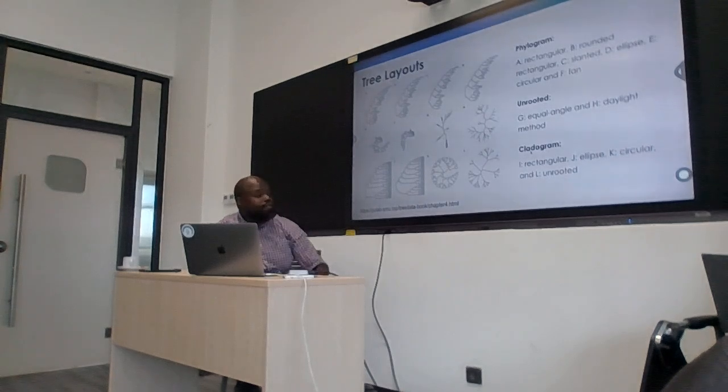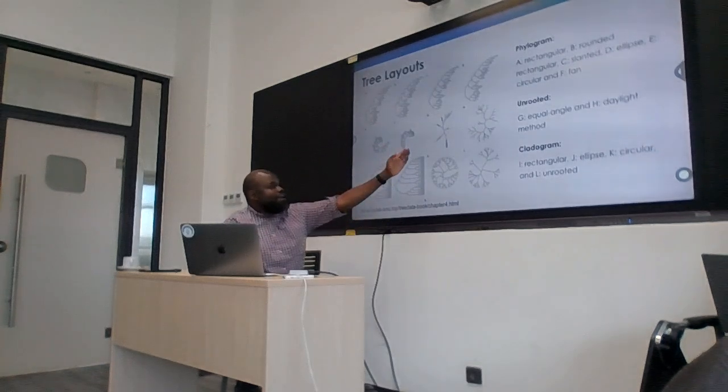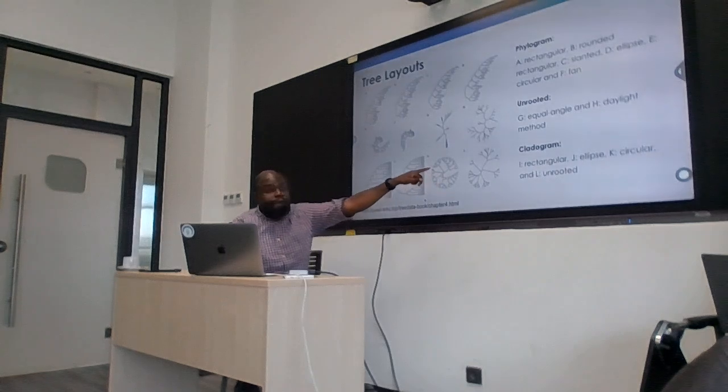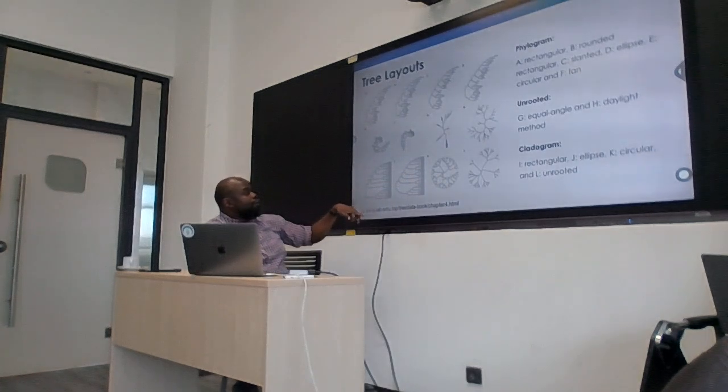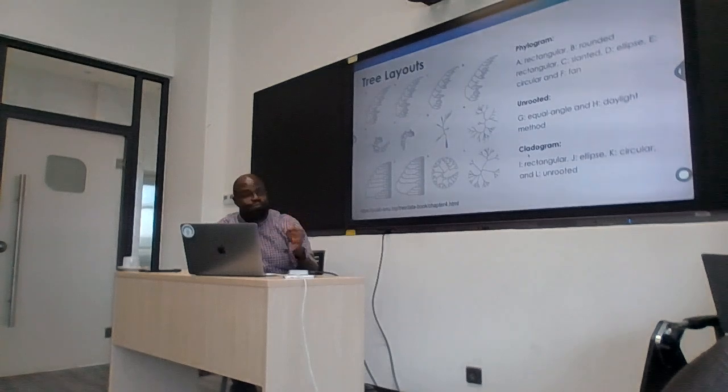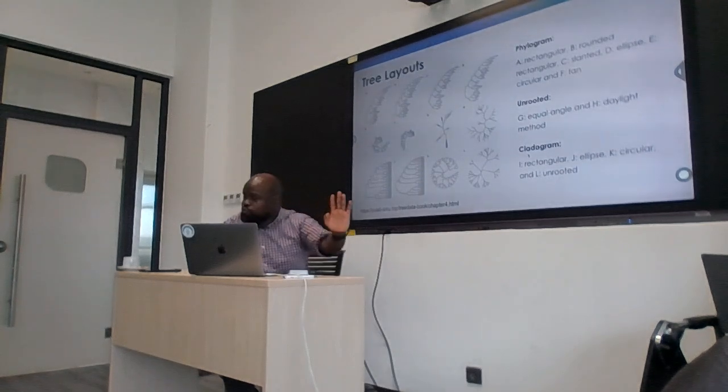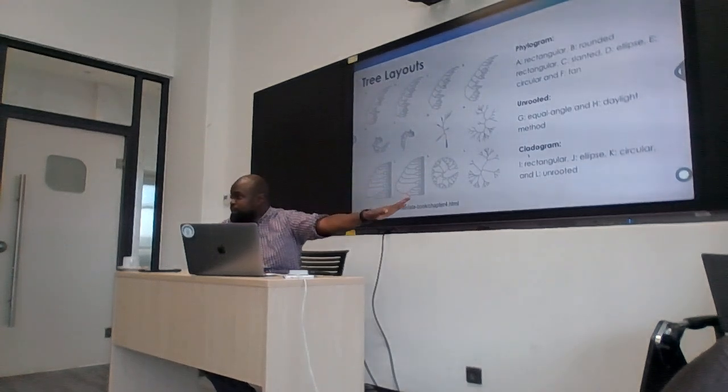And then at the end, we have the cladograms. With cladograms, the branch length does not matter. You'll see that all the tips are exactly at the same point, whether it's rectangular or circular. People use cladograms for different reasons, but all you need to know is that there are different tree display formats.